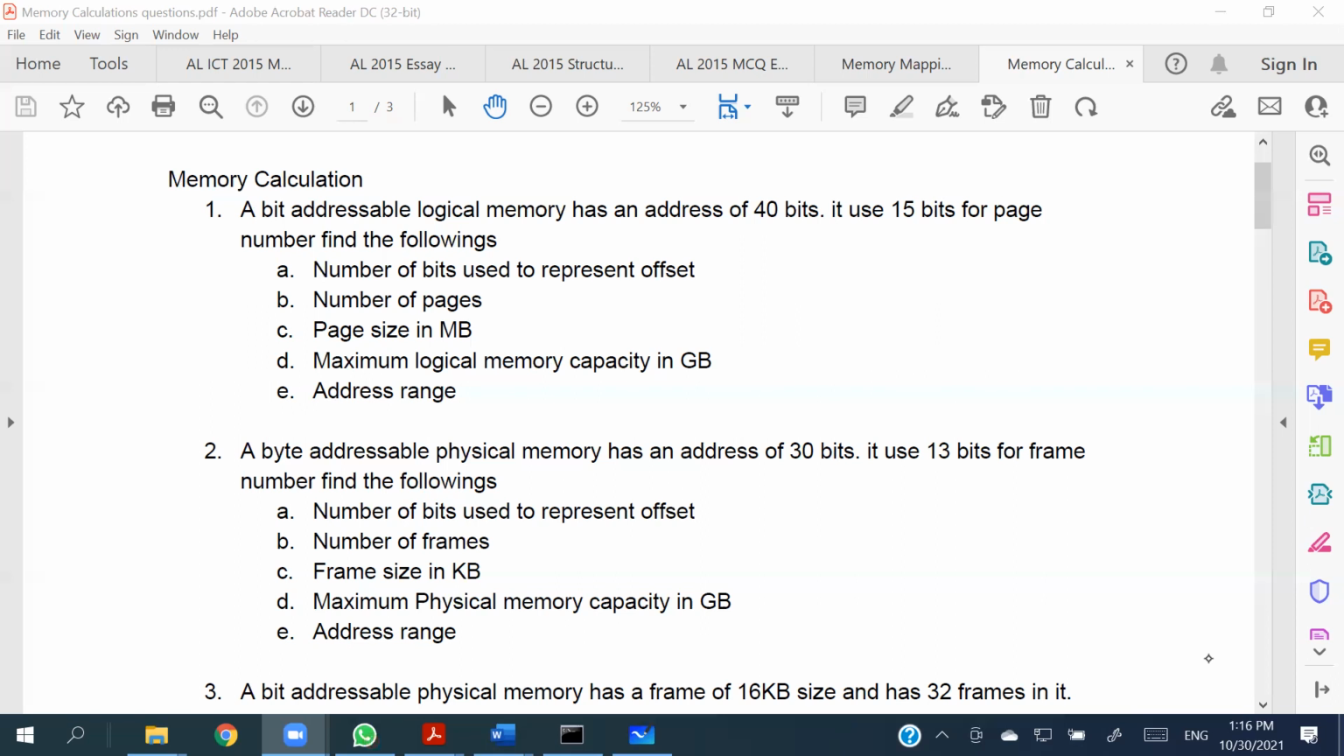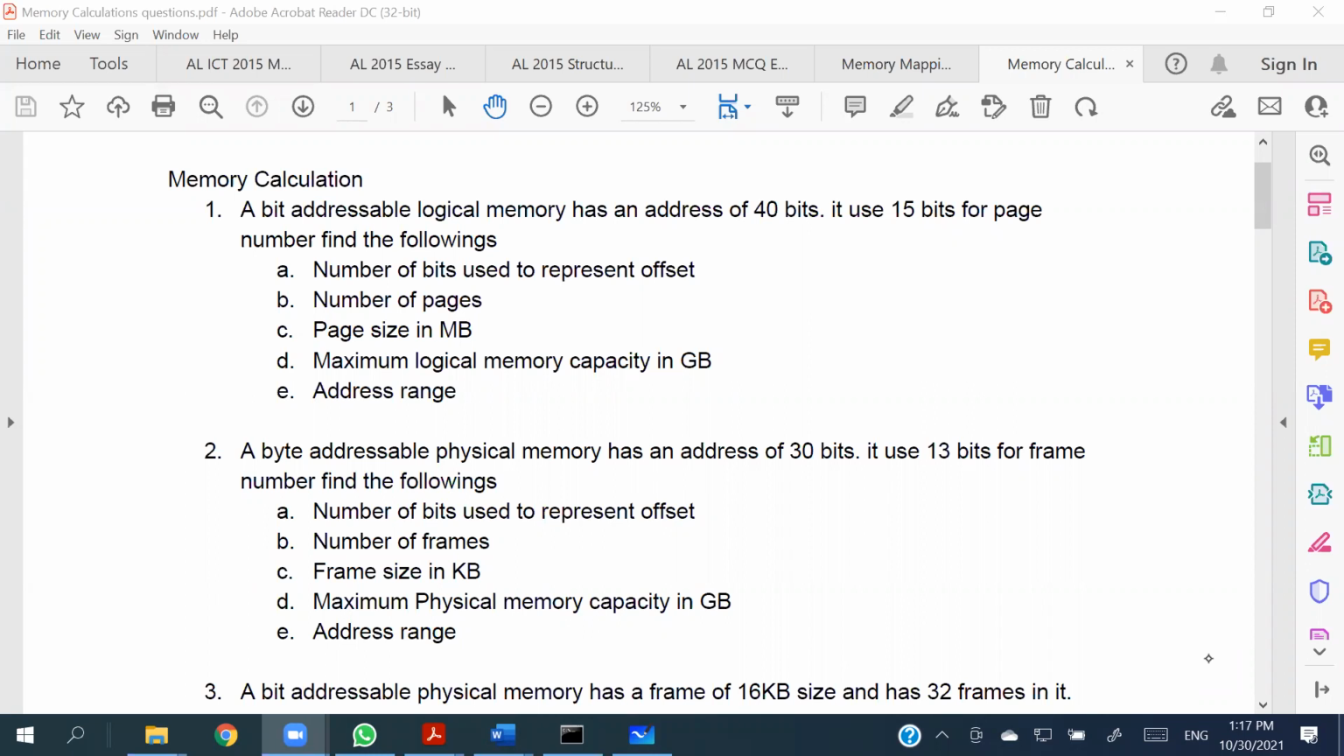Right, Lalindi, I received yours. Let me see. Okay, yes, the first answer is correct. The second answer is correct. You don't need to calculate the value of these big 2 to the power things. Keep it as it is, right?